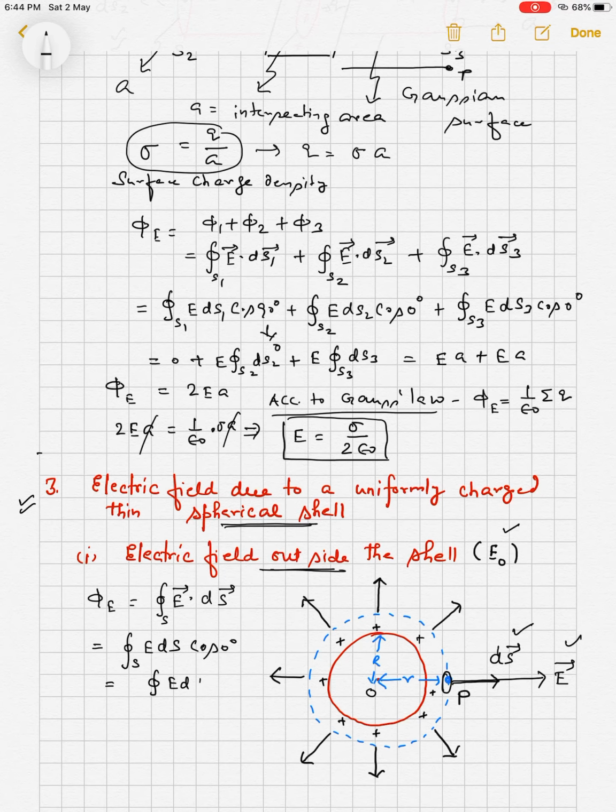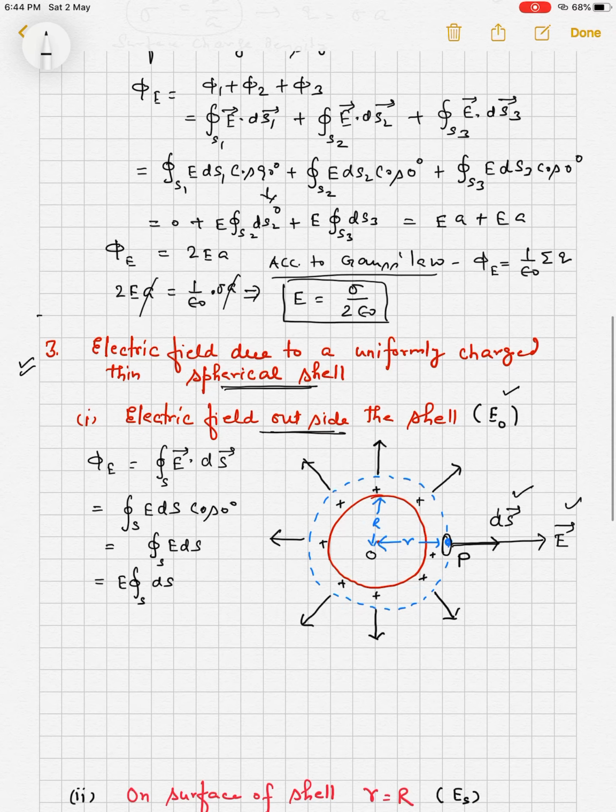So it is integration E ds. By the symmetry, E is the same at every point on the Gaussian surface, so E is taken out. Only we have integration ds over the surface S. This is the small element of the Gaussian surface. When we integrate, it becomes the total surface area of the Gaussian surface of radius small r. So E into 4 pi r square. This is the total flux through the Gaussian surface.